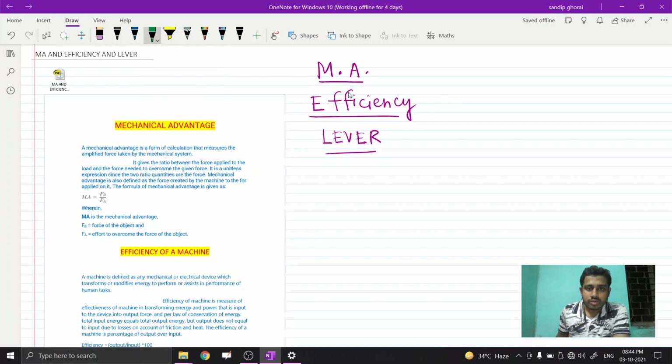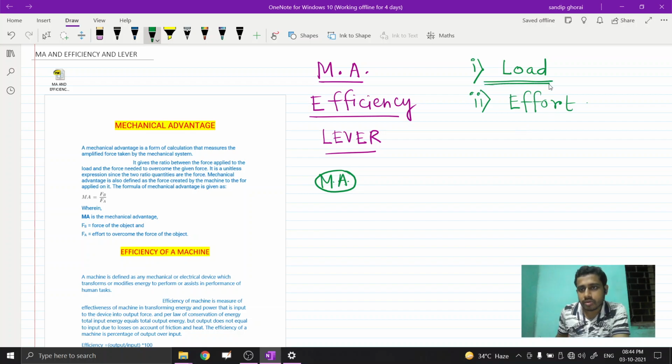Now, before knowing the definition of mechanical advantage, we have to know about two terms. The first one is load, and the second one is effort. Okay. So at first, what is the definition of load?